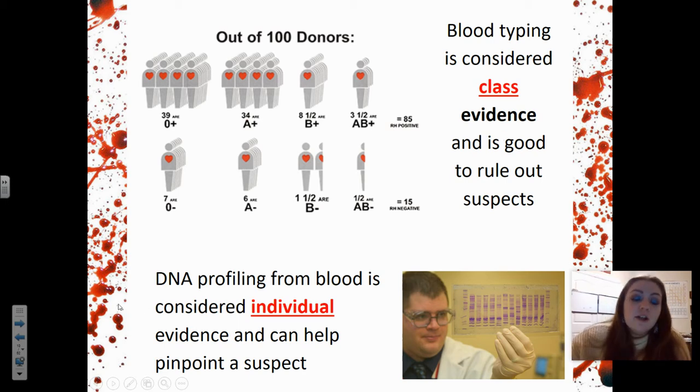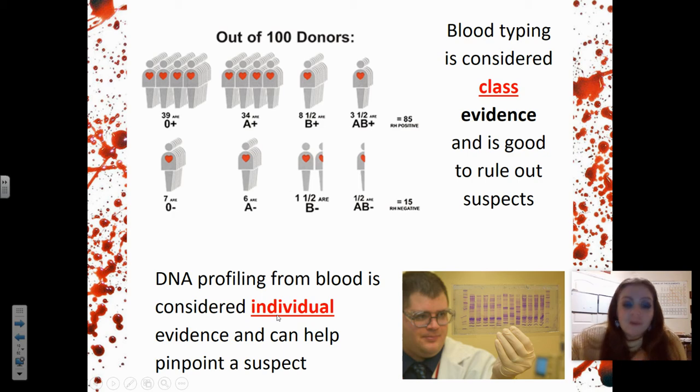Now, if you can do DNA profiling, remember it's more expensive and takes more time. Most cases will only do it if they're pretty certain they have their guy and they have the money. DNA profiling from blood is considered individual, so it will tell me for sure, this is the person, okay?